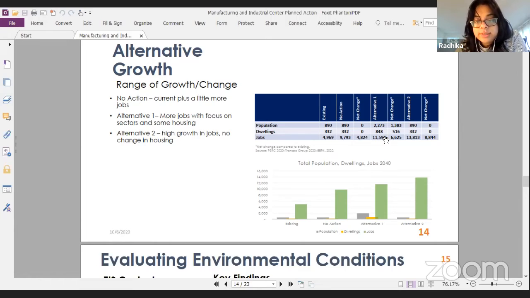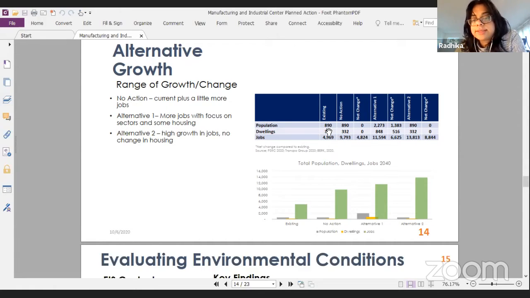Alternative 1 assumes that there will be about 11,594 jobs, so adding about 6,000, a little more than 6,500 jobs. Alternative 2 is the high growth alternative, which would have a total of 13,000 jobs, so adding almost double the number of jobs there right now, at 8,800, somewhere in that.